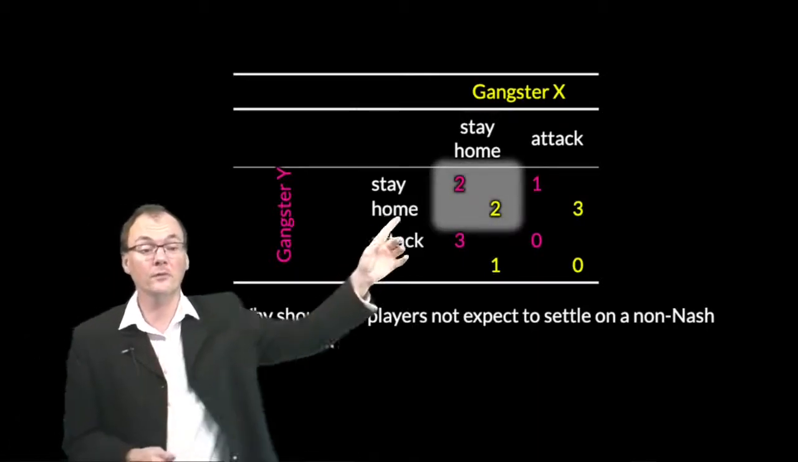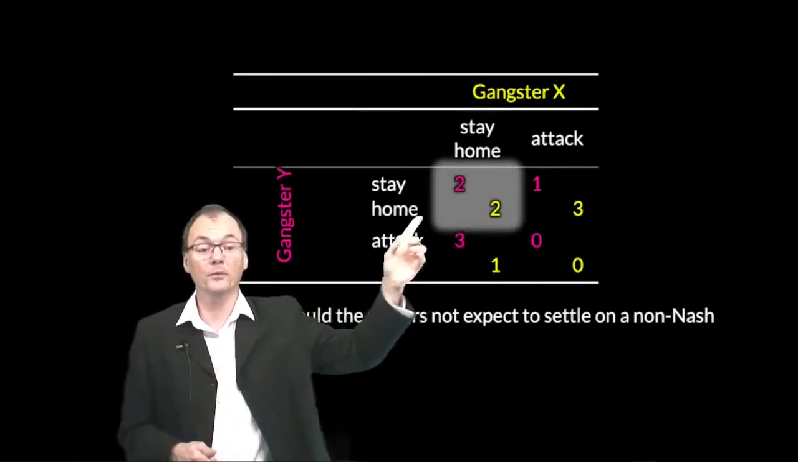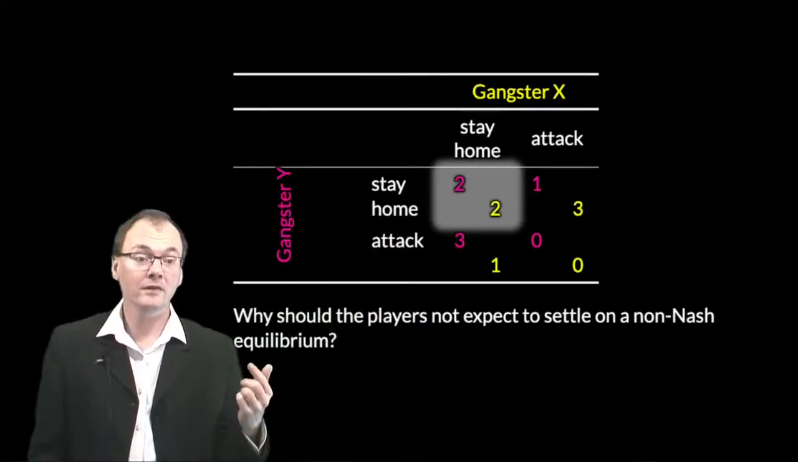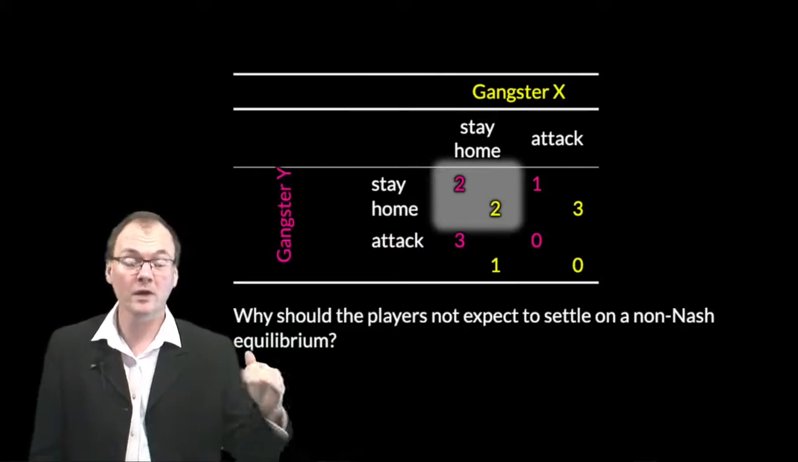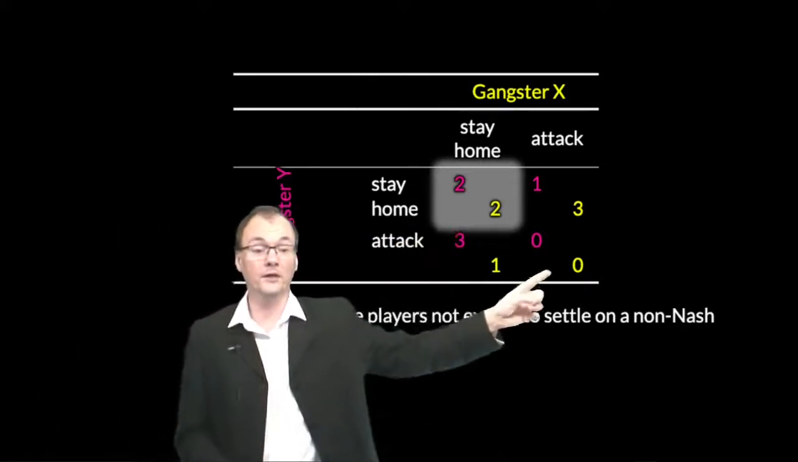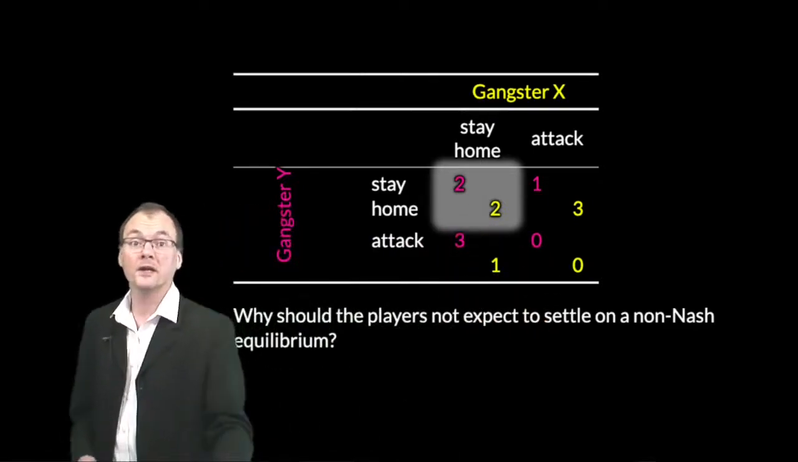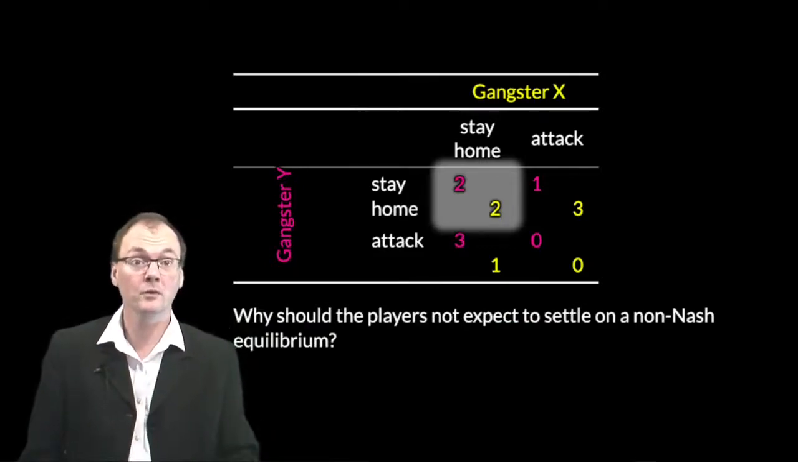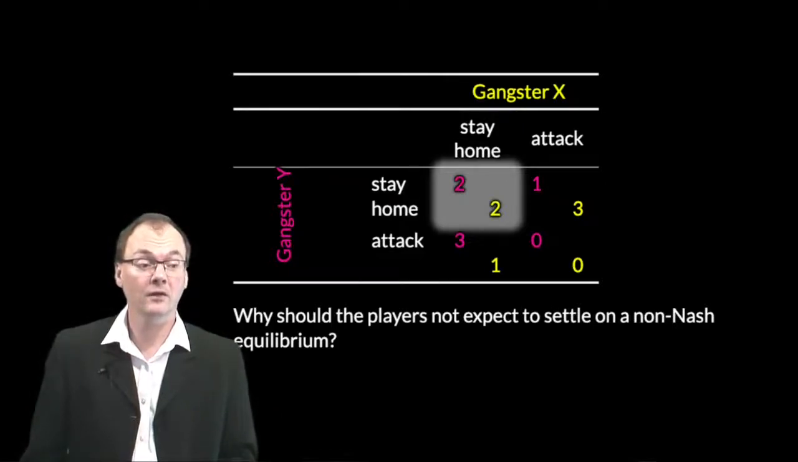So to illustrate, for example, this is a non-Nash equilibrium. What would be wrong with the idea that each of the players were aiming to settle here? Let's just both stay at home and have some peace. This actually looks pretty attractive compared to this. And to be honest, it's probably the best that these two evenly matched players could do. Just stay at home all the time. So why is it that they're not expecting to settle on that?